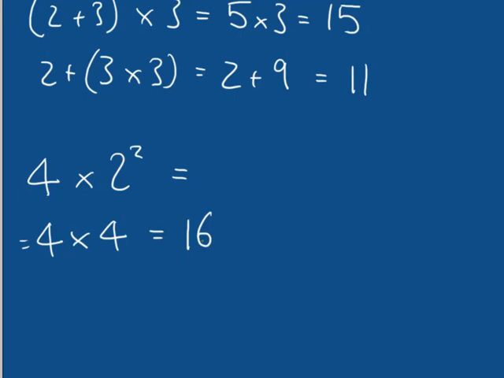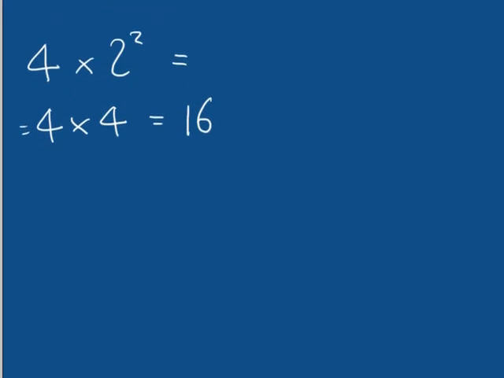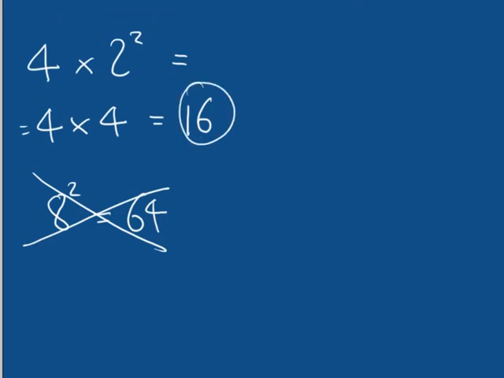So this is the correct answer for 4 multiplied by 2 squared. We take the 2, we square it first, and then we multiply 4 by that. The wrong answer would be if we evaluated that multiplication first before our power. So again, this is the wrong answer. But if we were to do this the other way, if we were to say, well, 4 times 2 is 8, and then work out 8 squared, that's going to give us 64. This is the wrong value for 4 times 2 squared. 4 times 2 squared is 16, not 64.